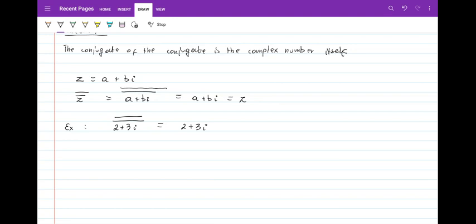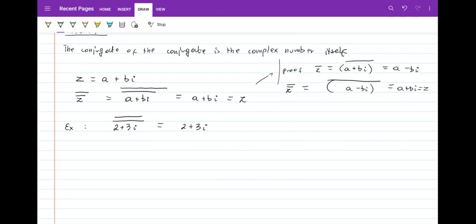You know what, let's just do the proof here. So the conjugate of a plus bi will be a minus bi, and then if I ask you to find the conjugate of the conjugate, which means a minus bi, and then find the conjugate of that, that will give you a plus bi, which is the original complex number. So here is the proof.